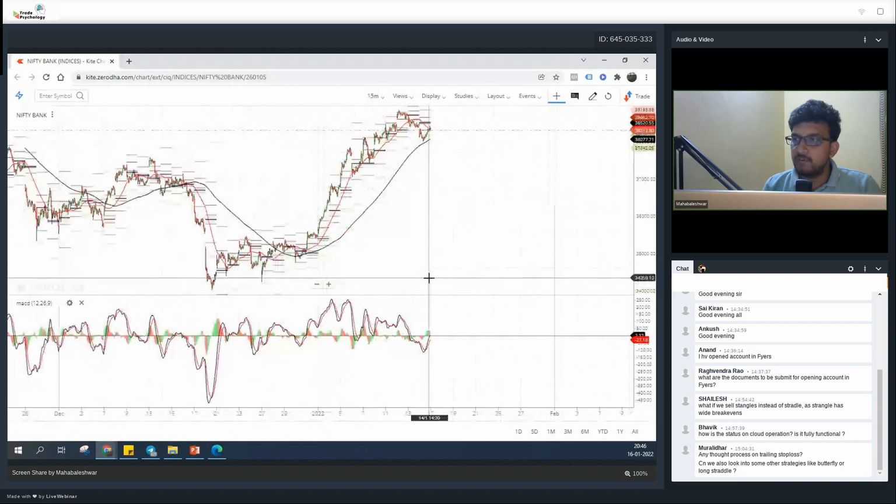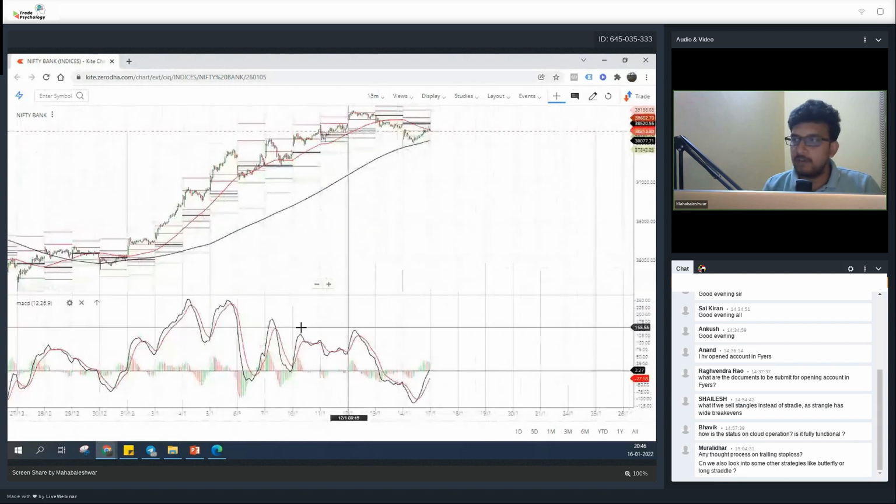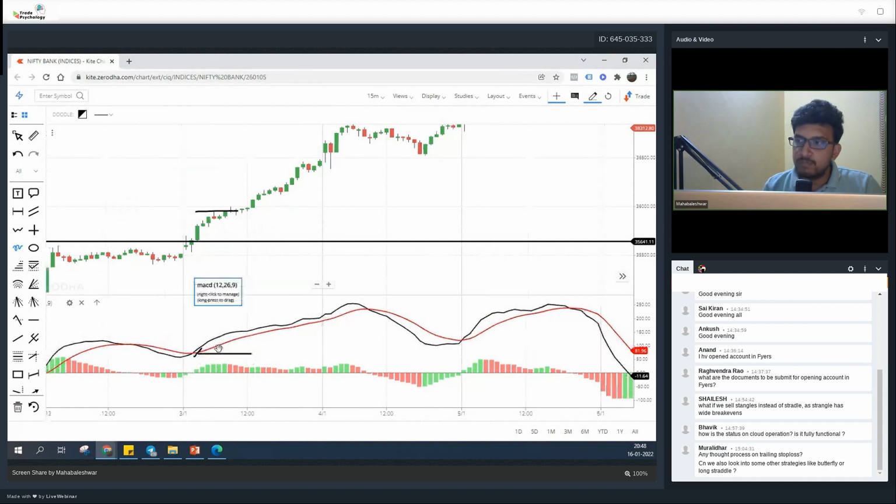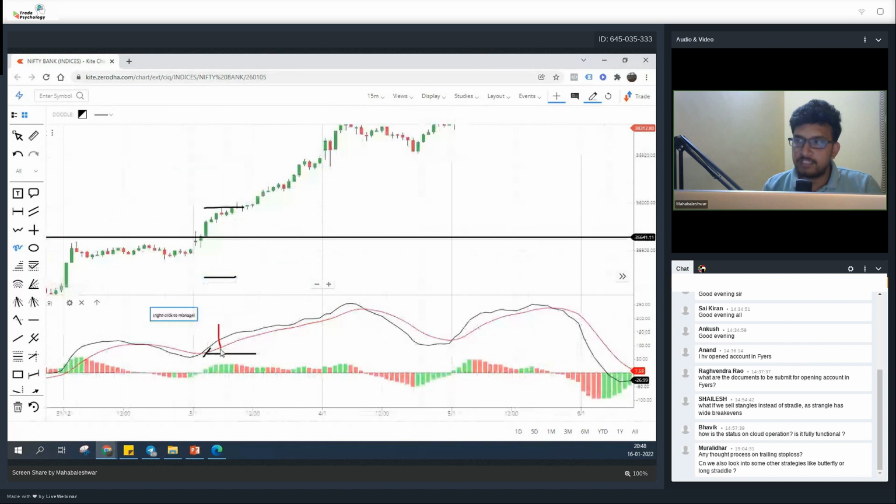So you can see if you go for 15 minutes for intraday. So basically you can see the MACD here. It is trading above 100 and it's around 100. So it is a bullish momentum what we're seeing in the morning session. And also it is trading above the red line. That means there is a lot of buying pressure.